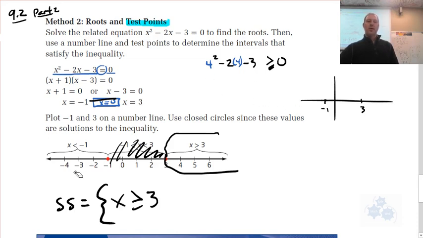And then, of course, you would want to test a value over here to see if that makes sense as well. So let's just do that because you might not believe me if I say it does. So -2, let's say, -2.